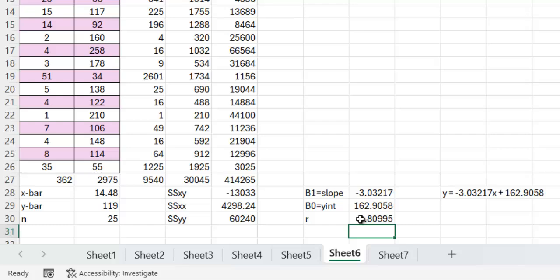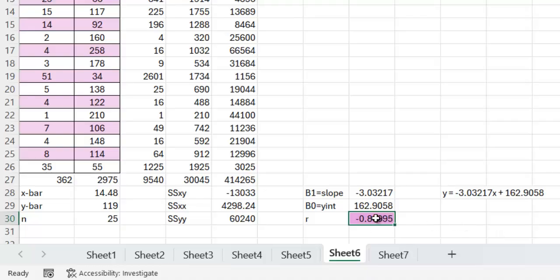Now, once I have that r, which is about negative 0.810 if I round off to 3 decimal places, I can check to see if it's significant. So let's highlight that quickly so we remember our value. And then we want to see how to check if it's significant.